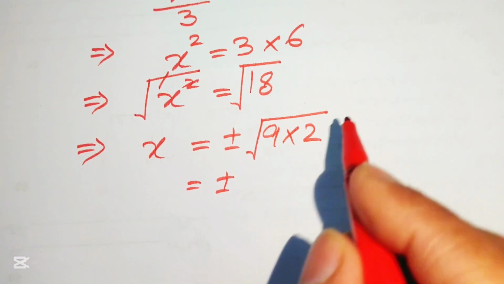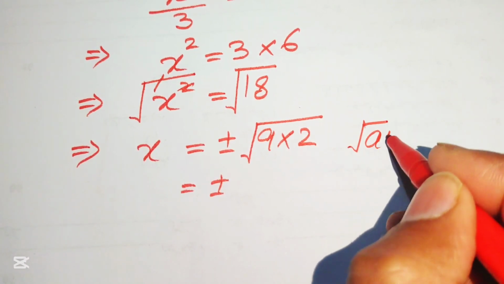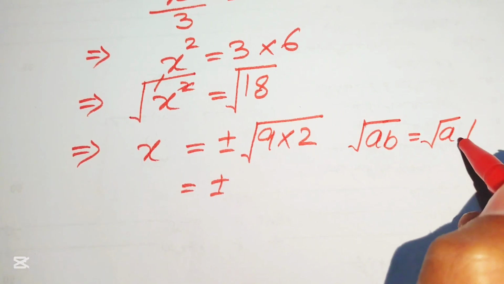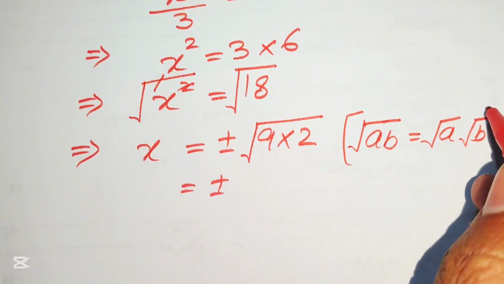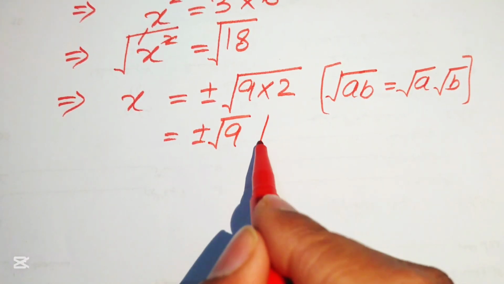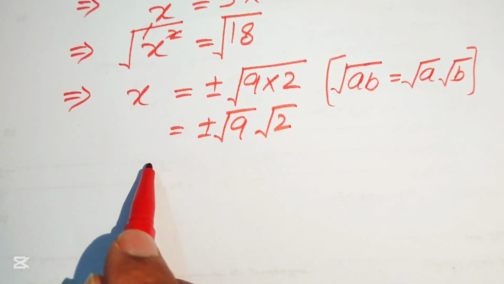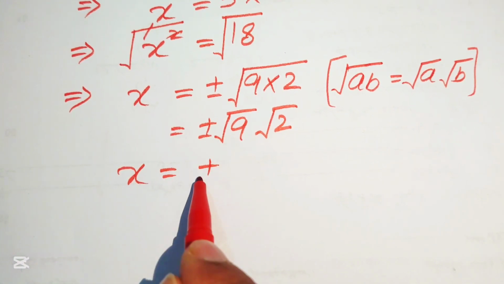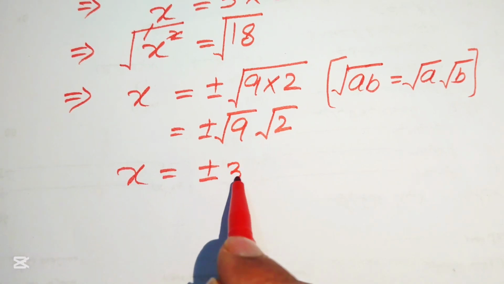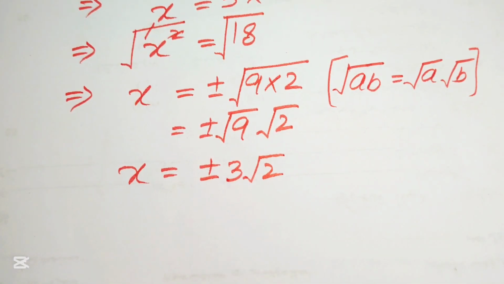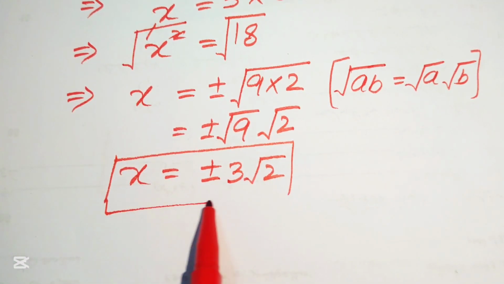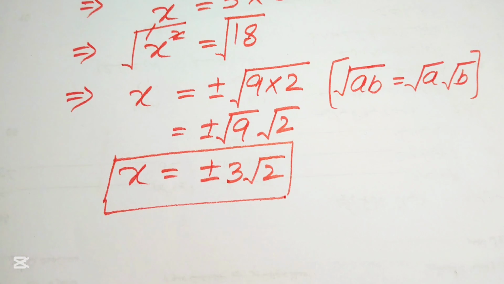And further we apply the radical law. We know that the square root of ab is written as the square root of a multiplied by the square root of b. So we apply this nice radical law, and separate the square root on both terms, and it will be written as square root of 9 multiplied by square root of 2. So we get x equals plus minus, and we know that the square root of 9 is 3, so 3 into square root of 2. Okay, so these are the two real values of the given equation.